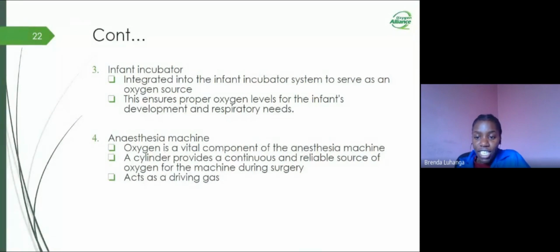These oxygen cylinders are also used in anesthesia machines as a continuous and reliable source of oxygen for the machine during surgery. The gas also acts as a driving gas. So, for patients with respiratory conditions who need supplemental oxygen to maintain an adequate oxygen supply.